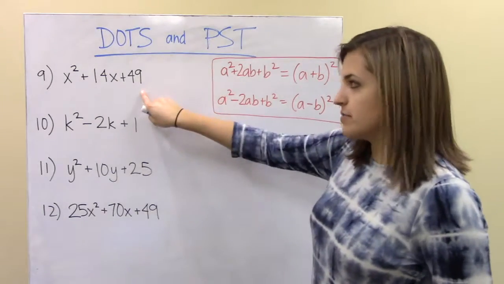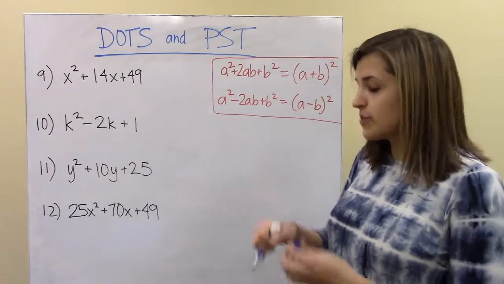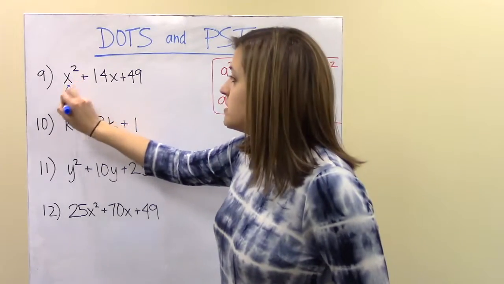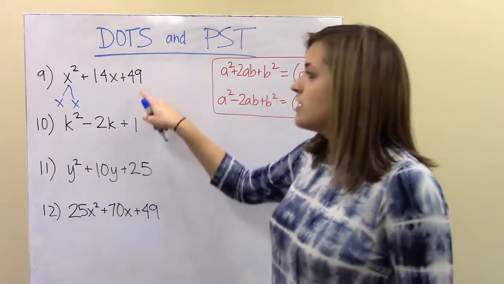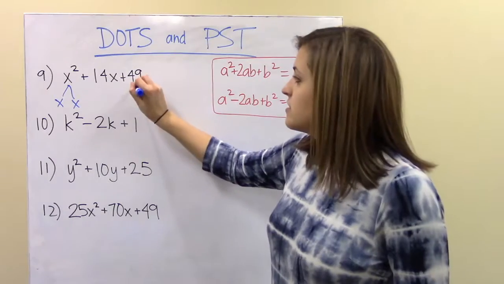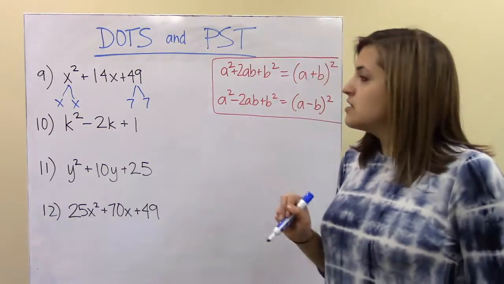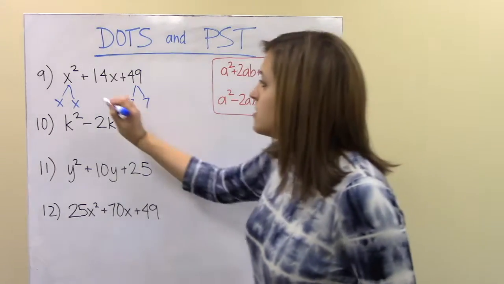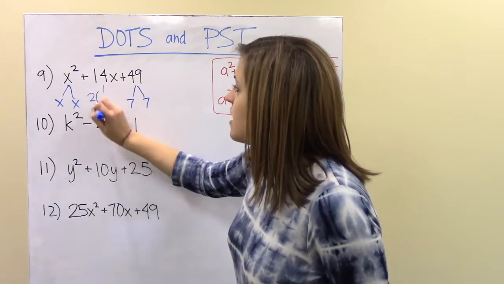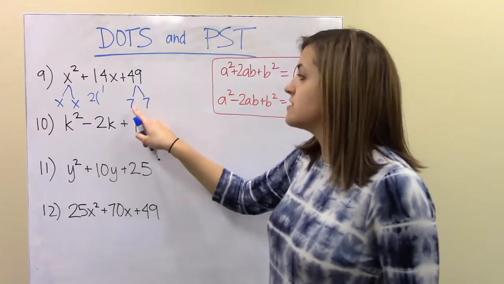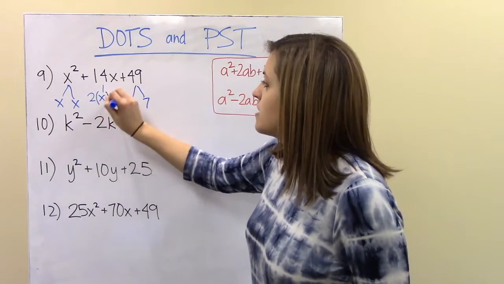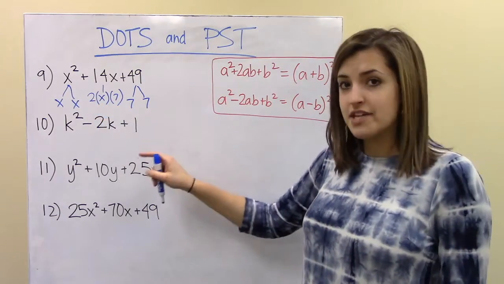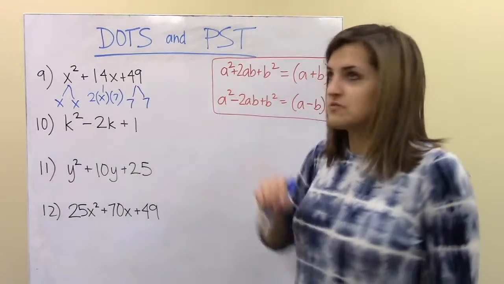So let's take a look at this one. We have x squared plus 14x plus 49. Right away I can notice that x squared is x times x. And 49, the term on the right, is 7 times 7. So the middle term, if this is a perfect square trinomial, should be 2 times x times 7. Let's see if that's true. 2 times x is 2x. 2x times 7 is 14x. Excellent, that's what we have.